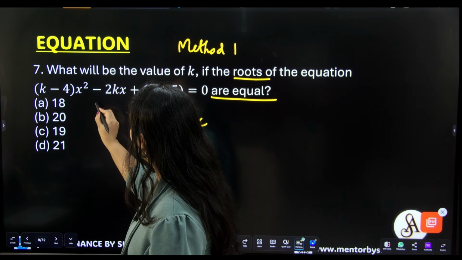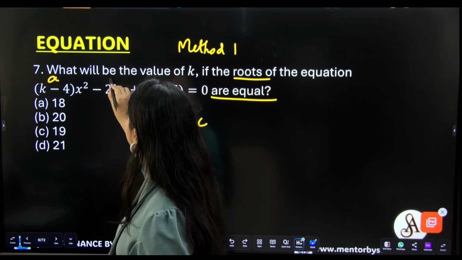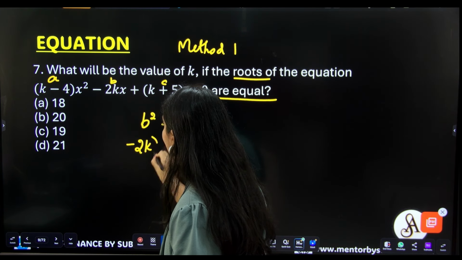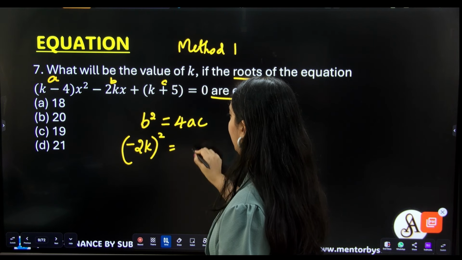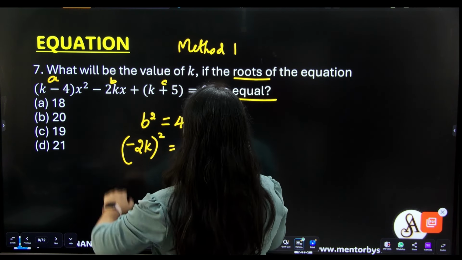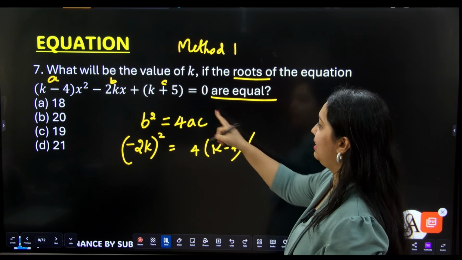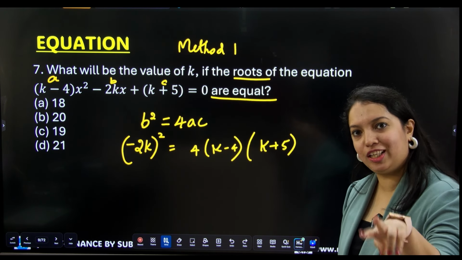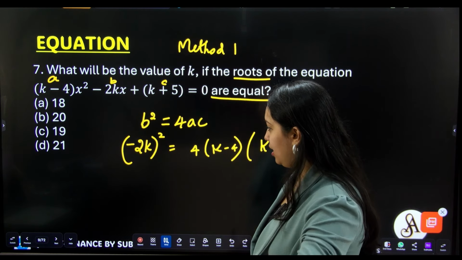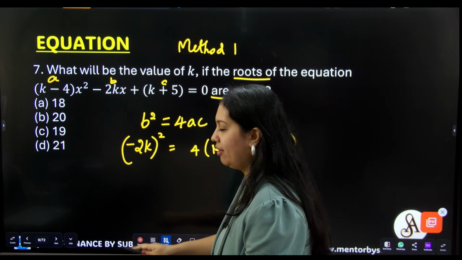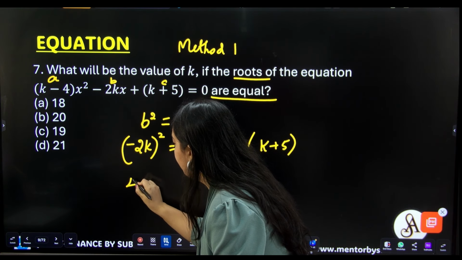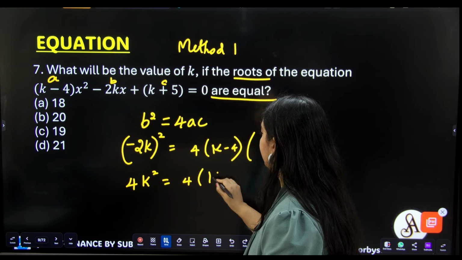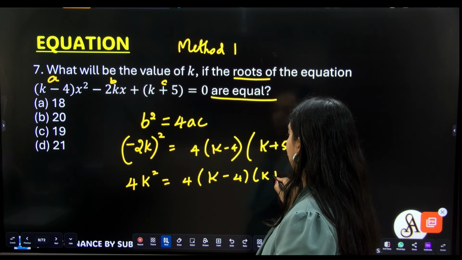Apply the formula. Now what is your b value? This is a, this is b, this is c. Apply them. Minus 2k whole square, b value, is equal to 4 times a value k minus 4 and c value k plus 5. Solve this. There are two ways to solve after this step. I am teaching method number 1. Square. You will get minus into minus plus 4k square is equal to 4 times k minus 4 into k plus 5.